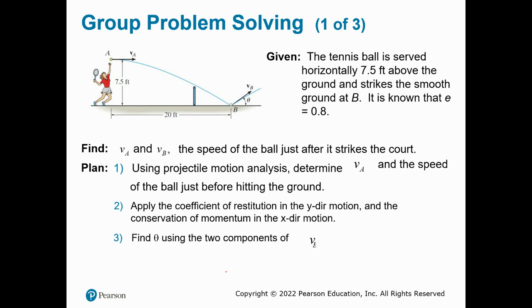Okay. Group problem. A tennis ball is served horizontally 7.5 feet above the ground and strikes the smooth ground at B. It is known that e equals 0.8. We're looking for the VA and VB, the speed of the ball just after it strikes the court.